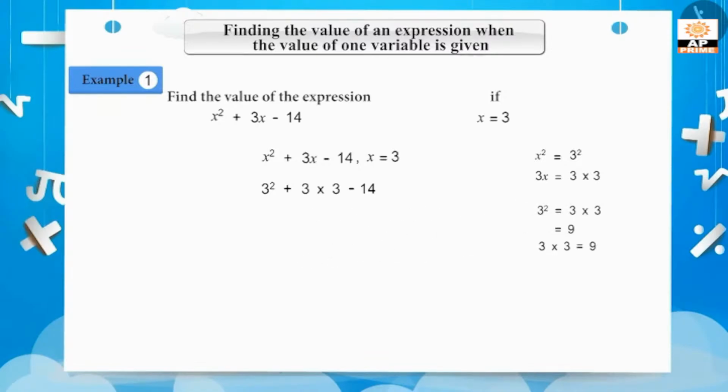Substituting these values in the expression, we get 9 plus 9 minus 14. 9 plus 9 is 18. And 18 minus 14 is 4. Therefore, the answer will be 4.